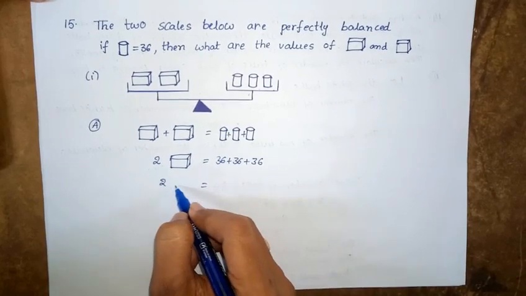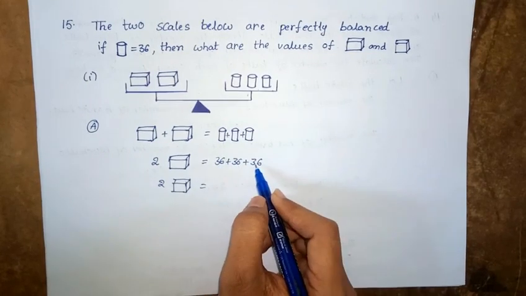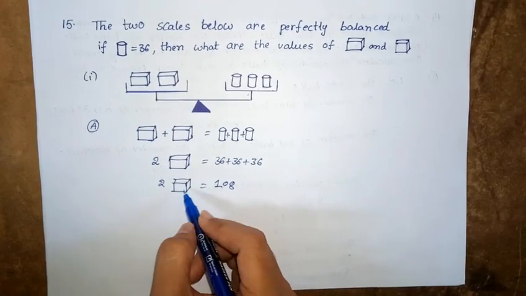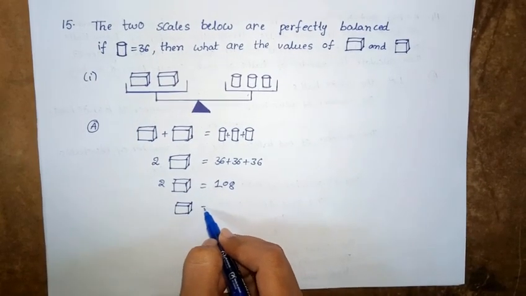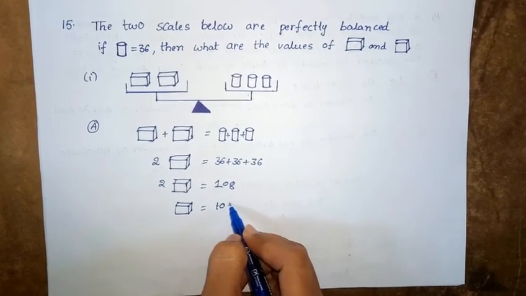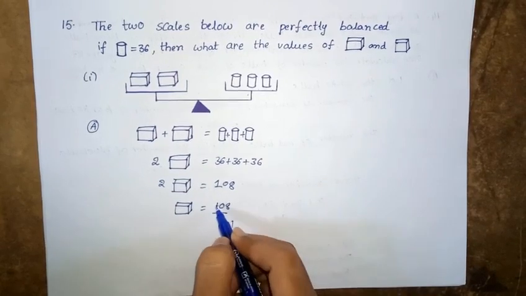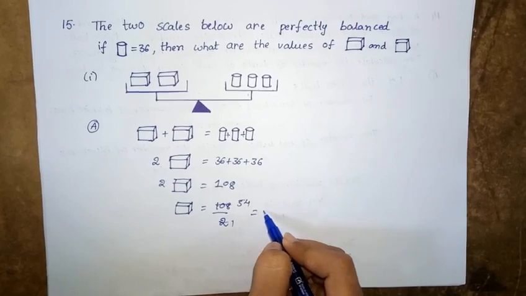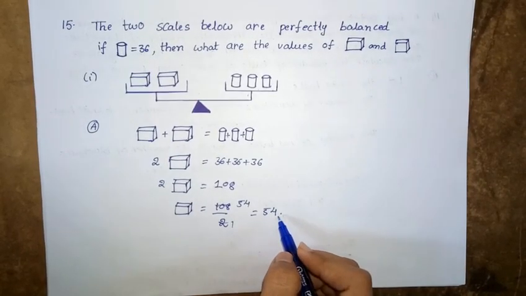So two rectangles equal 36 plus 36 plus 36, that is equal to 108. Find out each rectangle. So rectangle is equal to 108 divided by 2. 2 ones are 2, 2 fives are 10, 2 fours are 8. So one rectangle shape is equal to 54. So this is the solution for the 15th problem, first one.